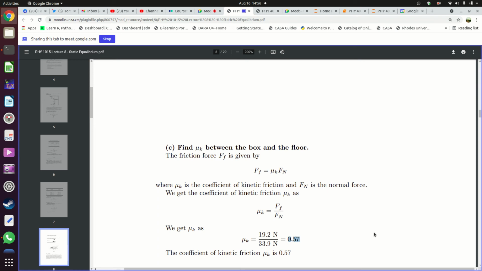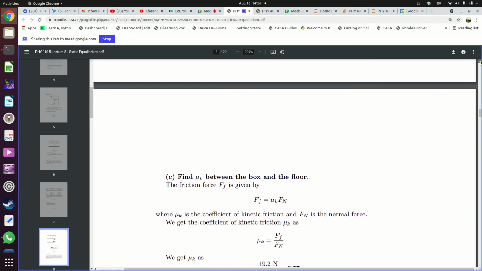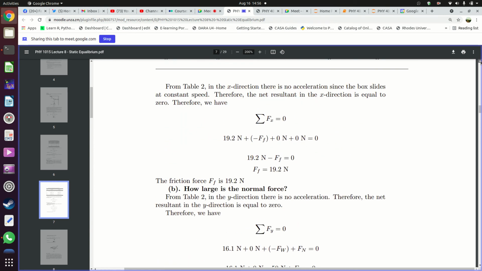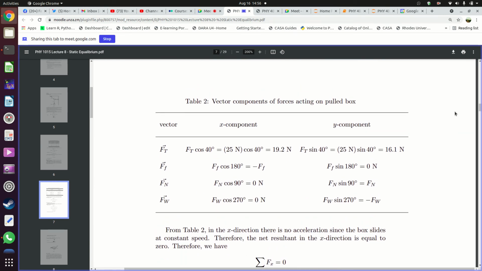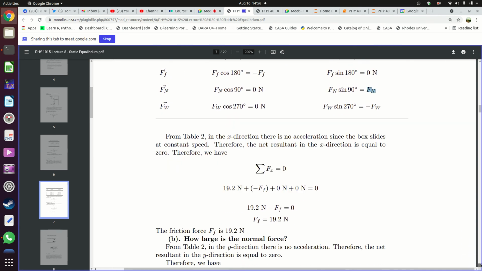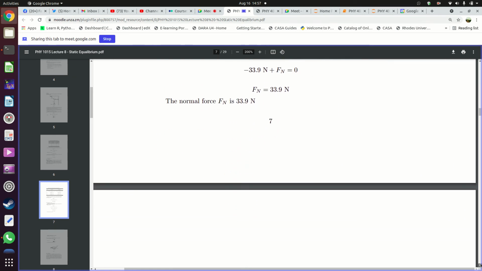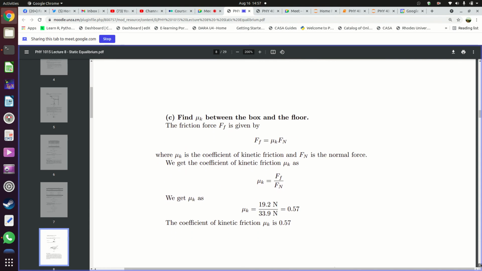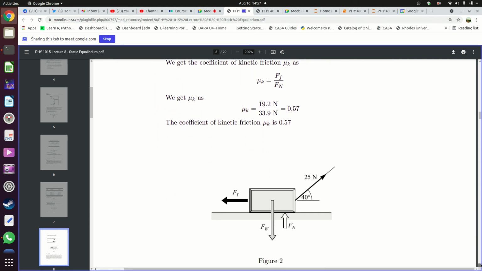Is that clear? Clear, sir. Yes. So basically, that's how you use your table to find your friction. You use your table also to find your normal force. The friction is in this particular column, so you add up these x component terms here. The normal force is in this particular column, so you add up everything and you work out what the normal force is. When it comes to finding the coefficient of friction, you use the fact that the friction force is equal to the coefficient of friction multiplied by the normal force, then you work out what the friction is supposed to be.